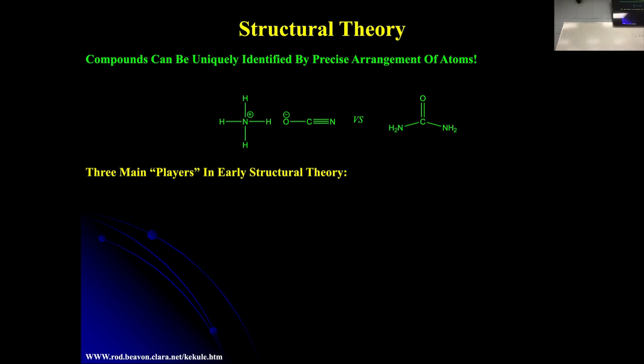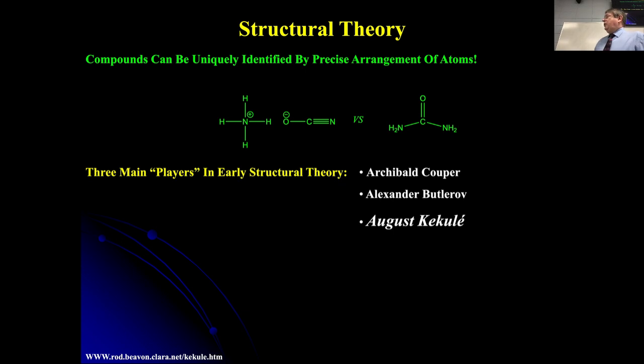Now, there were 3 main players, as I call them, in early structural theory. You have to remember, this was occurring before we could actually see molecules. All right? These people were having to do a lot of thought experiments and really think about how things could be with the limited amount of data that they had. And so there were 3 main ones: Archibald Cooper, Alexander Butlerov, and August Kekulé.